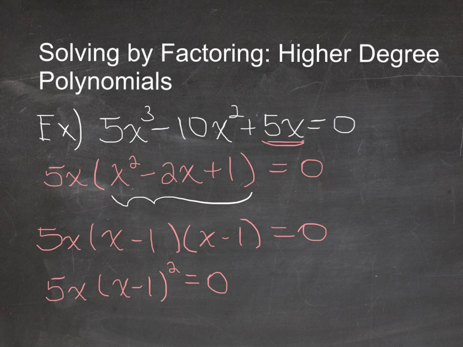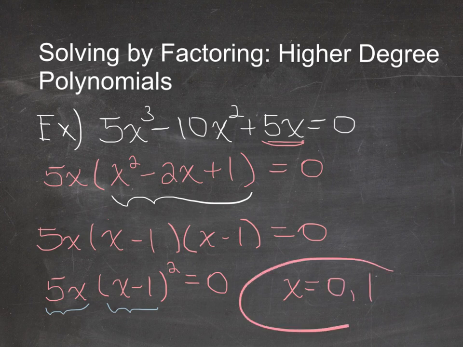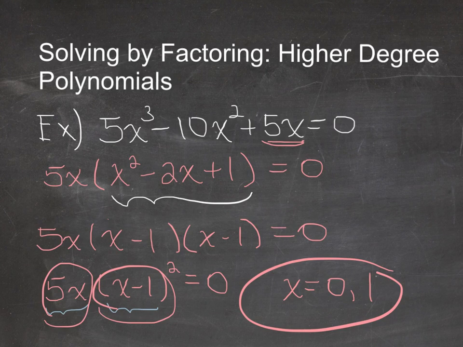Okay, so this happens when either the 5x part is equal to 0 or x minus 1 squared is equal to 0. So that happens when x is equal to 0 or 1. Okay, so if x was 0, this part would be 0, and if x were 1, this part would be 0. So that would make this true. Okay, let's see one more example.